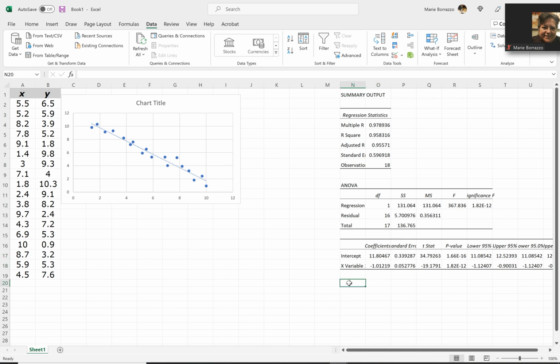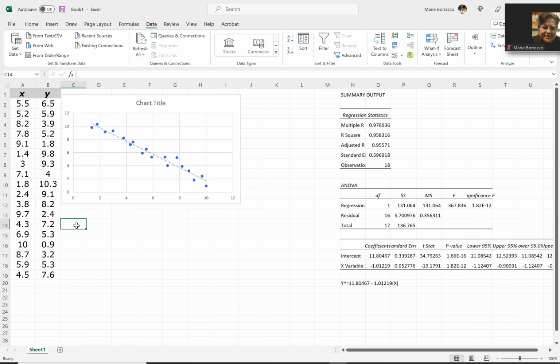Remember, the predicted Y in this case is equal to 11.80467. I'm not rounding, so I'm just going to write the whole thing, minus 1.01219, and then X. So you're missing the X. And there you go. There's your least squares regression line. That's what they're asking you.